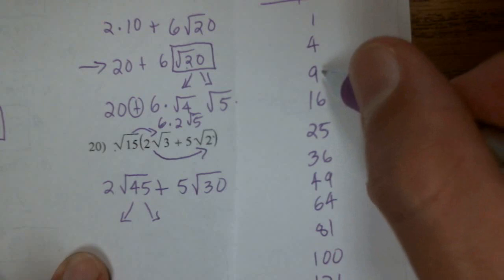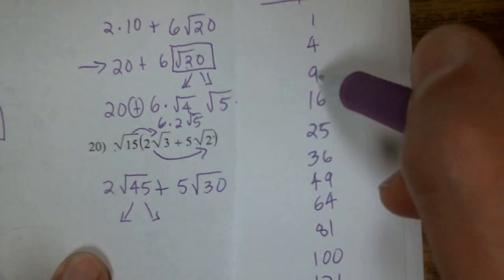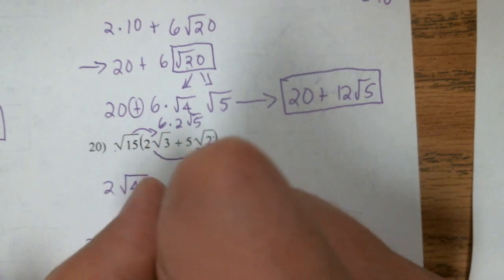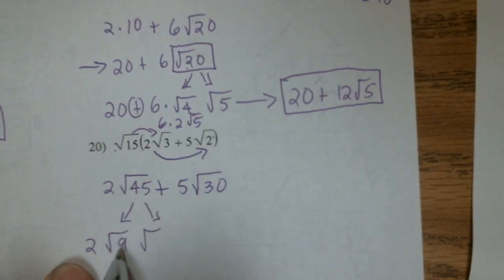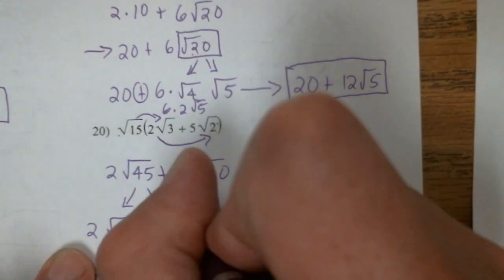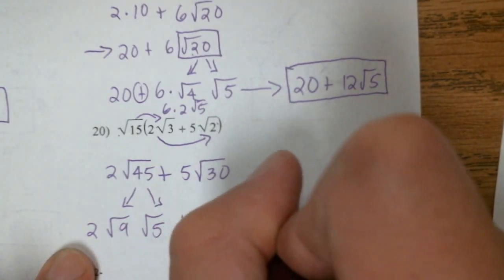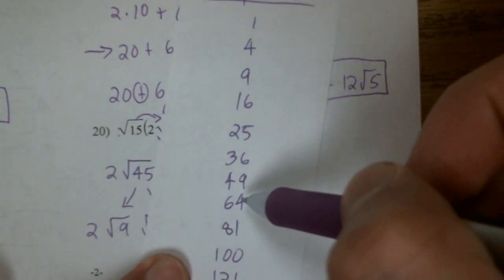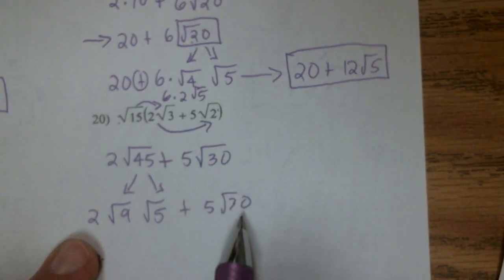The highest perfect square that goes into 45 is 9. So it's going to be 2 times the square root of 9 times the trash can. 45 divided by 9 is 5. So 5 goes in the non-perfect land in the garbage. Plus the 5 square root of 30. None of these perfect squares divide evenly into 30. So I can't do anything with that.